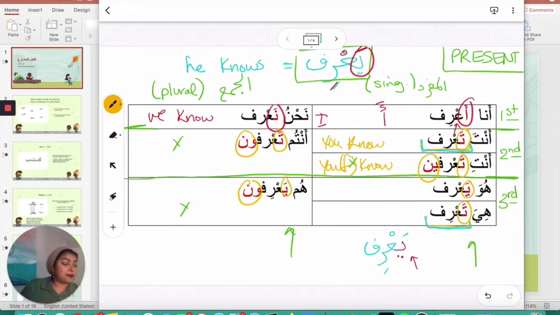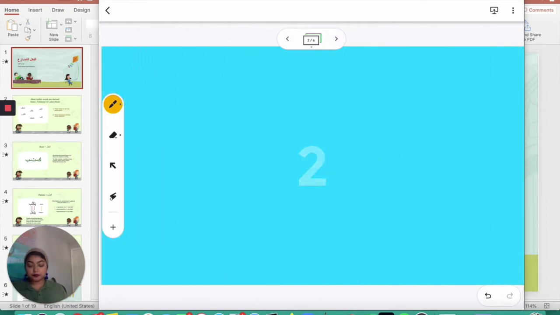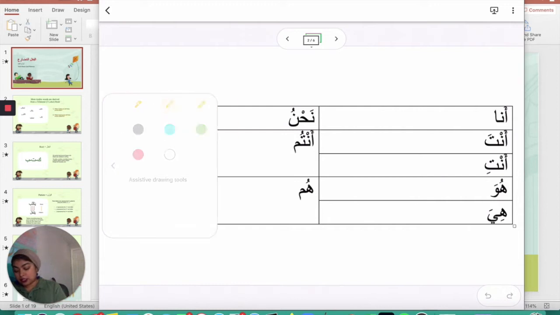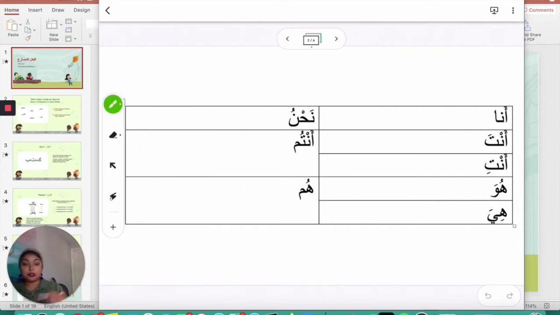Okay, so now let's practice with some other verbs. Here's a fresh chart, so you can look at the chart. I'm going to give you the verb, then you pause, fill it out, and then come back. So I'll give you the verb يسافر.